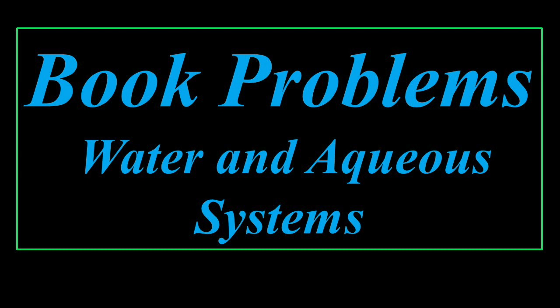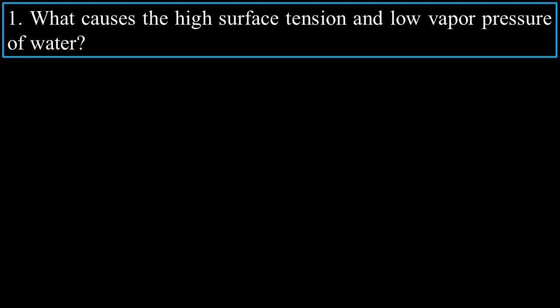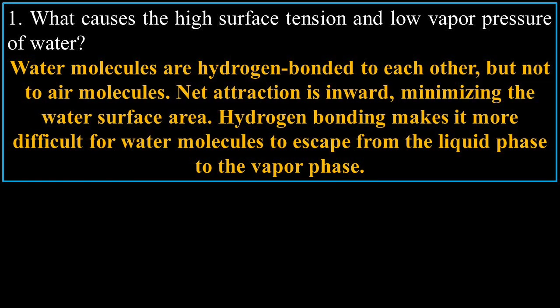The book problems, water and aqueous systems. What causes the high surface tension and low vapor pressure of water? Well, it's going to be the hydrogen bonding. Hydrogen bonding is responsible for it all.